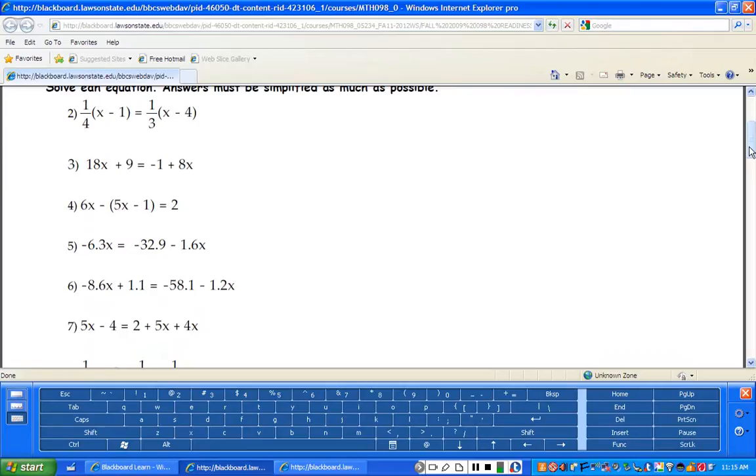Alright, so now we're going to look at problem number 3. Okay, so in problem number 3, we notice once again we have variables on both sides. Here's an equal sign. Variables on both sides, so I move the smaller, which in this case would be the 8x, over here to the larger. So I do that by subtracting 8x from both sides.